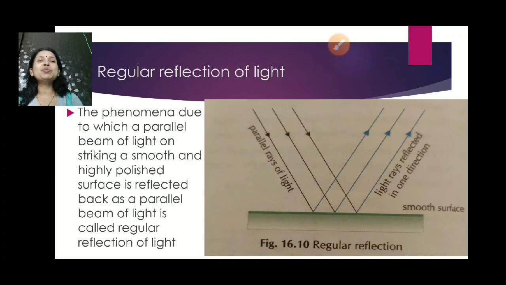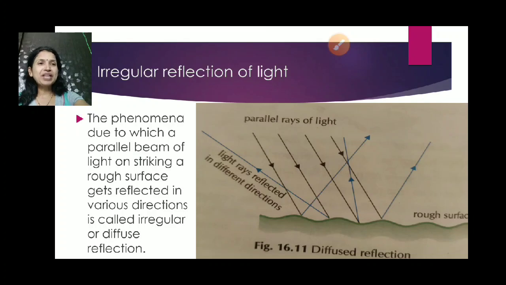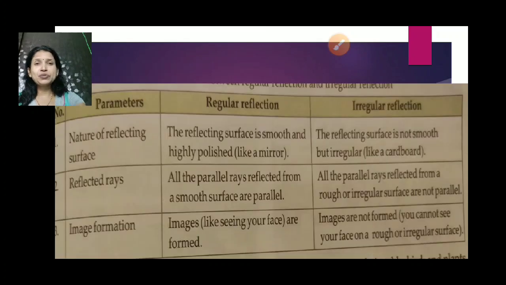strikes a smooth and highly polished surface. Depending on the surface, the reflection would be regular or irregular. Regular reflection happens on a polished and smooth surface, where the reflected rays are parallel to the incident ray. That is called regular reflection of light. And irregular reflection of light is when the surface is rough; at that time the reflected rays are not exactly parallel to the incident ray. That is called irregular reflection of light, also called diffusion.